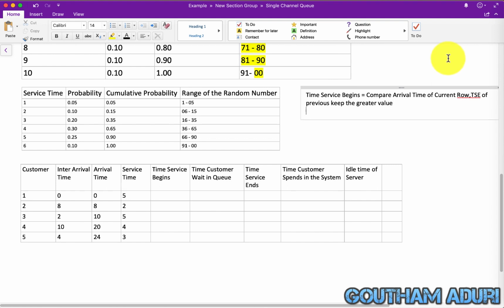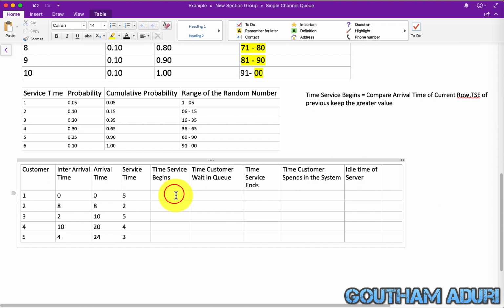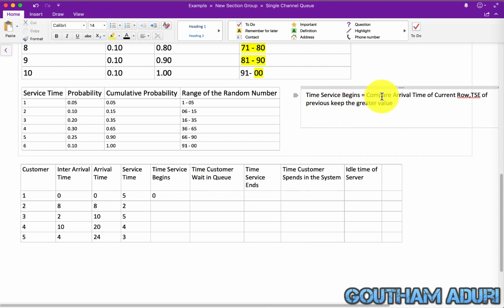Okay. So first one, it always begins with 0. Time customer waits in the queue is nothing but time service begins minus arrival time. So I'll just add one more. So I'll just highlight this part.